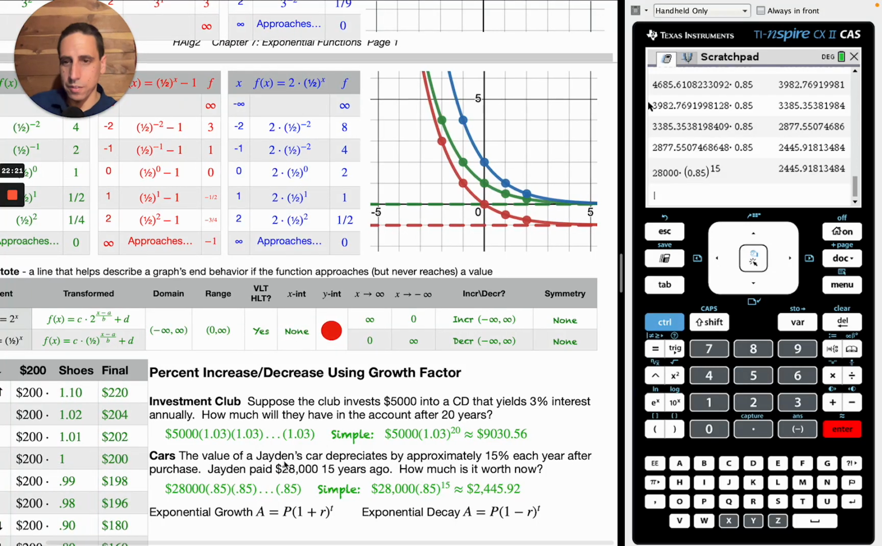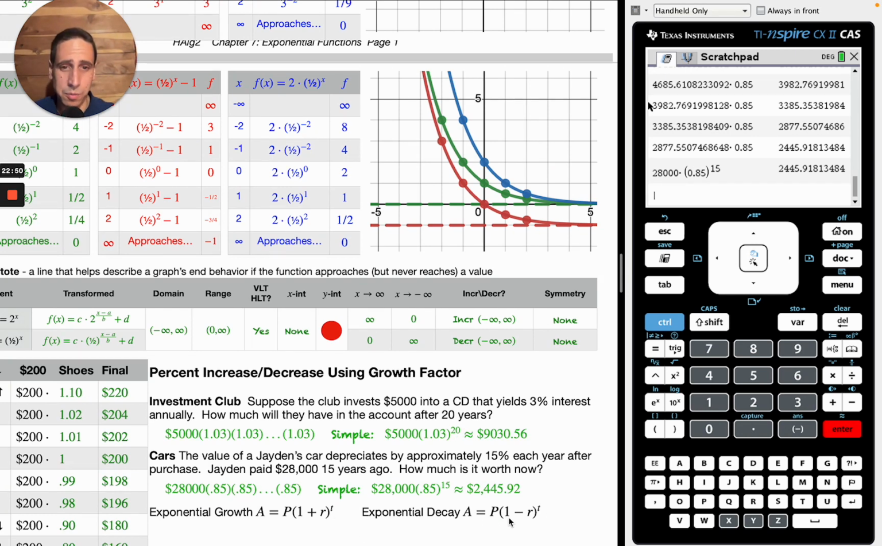Here are the formulas. Exponential growth, if you have a final amount is equal to the principal amount, that's like the 28,000, times 1 plus r. So here's the 1 plus the rate, which is 3%. So this 1 plus r turns into the 1.03. 1 plus the rate written as a decimal. And then you can raise it to the t power. In this case, it was 20 years. So that's what that would look like.